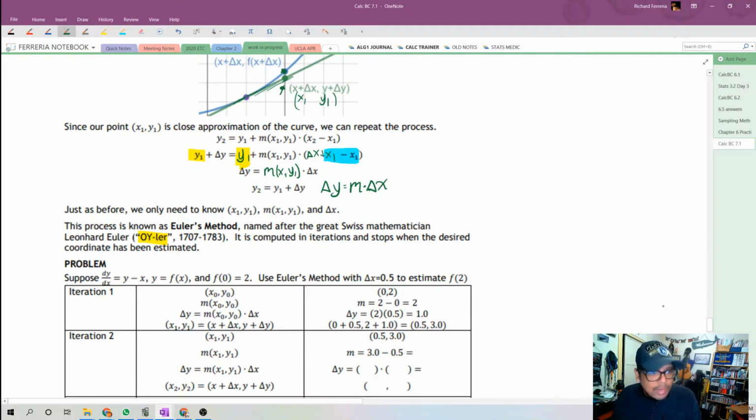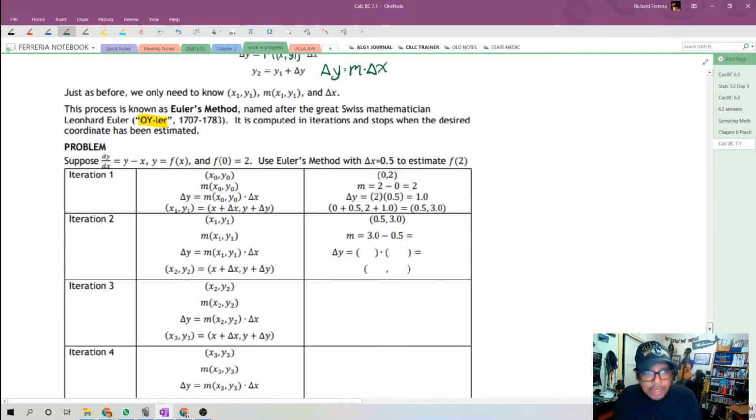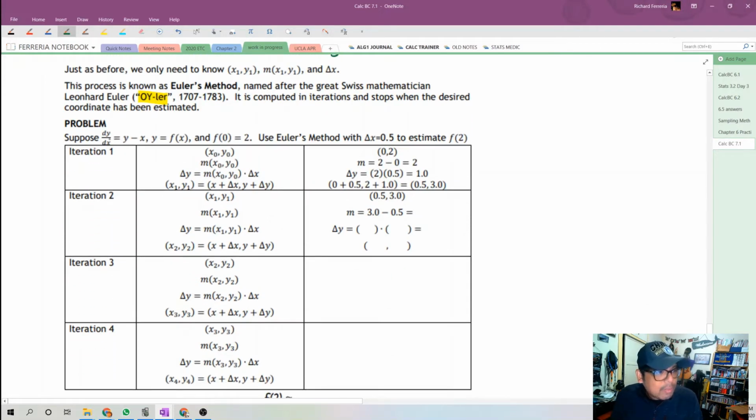So we have a new slope field here. We've got dy/dx equals y minus x. Y is equal to f of x, and we're saying f of 0 is equal to 2. So we're going to use Euler's method with delta x equals 0.5, and we're going to estimate f of 2. Now, it doesn't seem like we have much of a method here, but believe me, we do have a method.